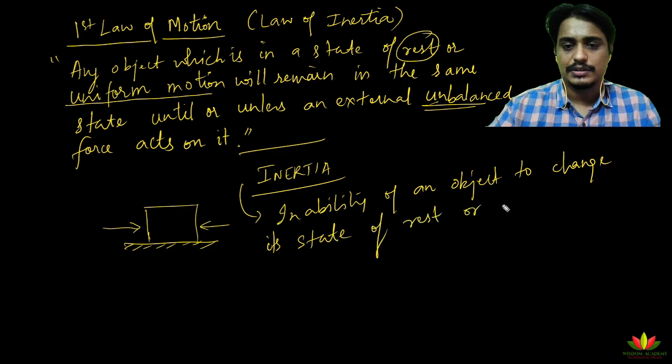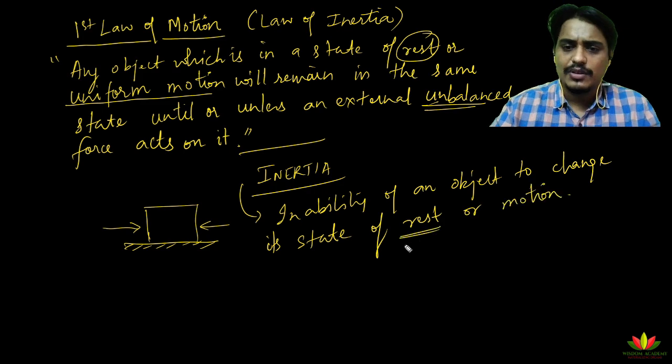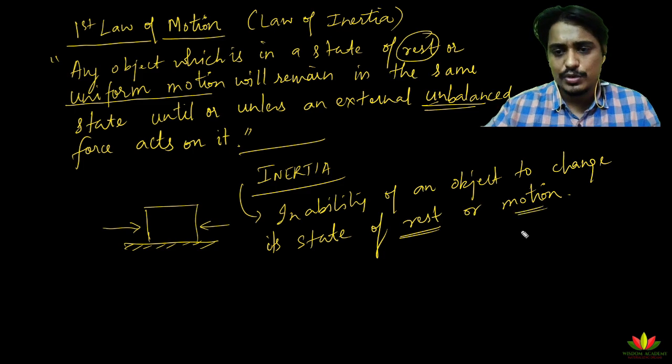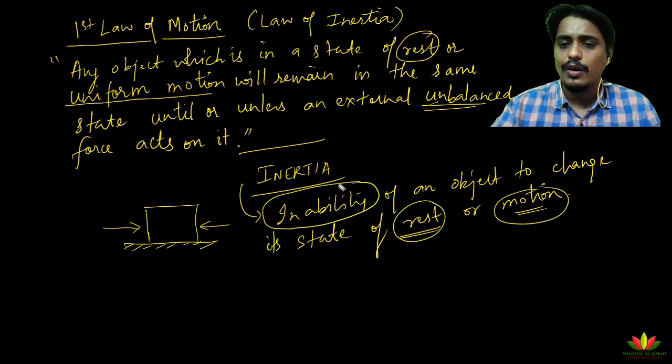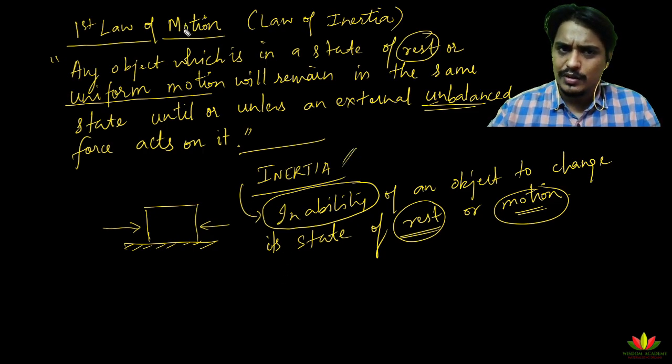So if a body is in rest, it wants to be in rest. It does not want to come to a state of motion. Or if an object is in motion, it wants to be in motion. It does not want to come to rest. So inability of the object to change its state of rest or motion is known as inertia. So it is very similar to what first law of motion is, right? That the object will remain in rest or in motion until or unless force acts on it. Same way, inertia, it is the inability of an object to change its state of rest or motion.